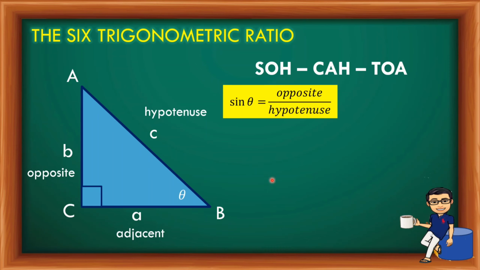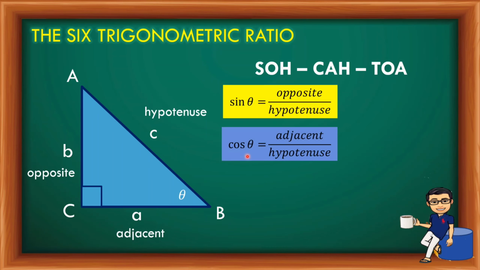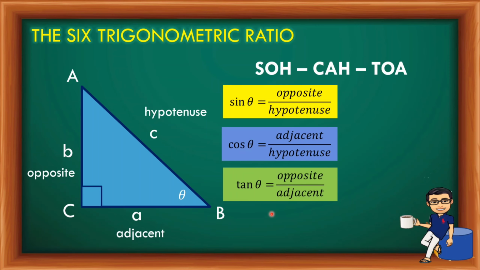Next to sine is cosine theta, which is the ratio of adjacent over hypotenuse. From CAH, C stands for cosine, A stands for the adjacent, and H stands for the hypotenuse. Again, CAH represents the cosine theta. Next is TOA, which is tangent theta. T for tangent, O for opposite, and A for adjacent side. Hence, TOA is tangent theta.